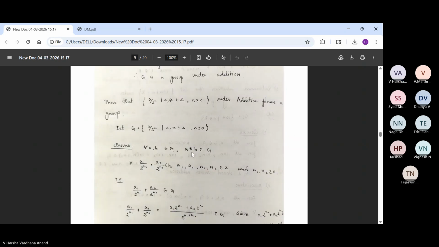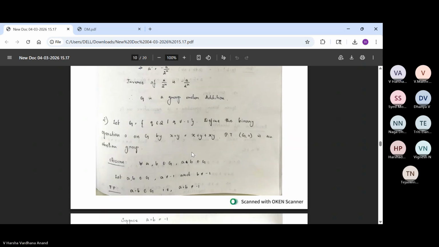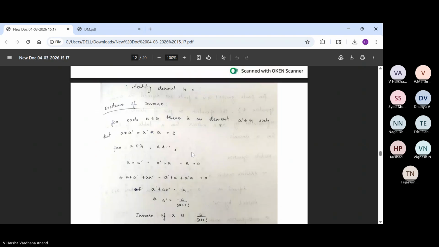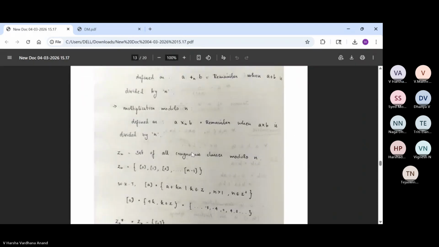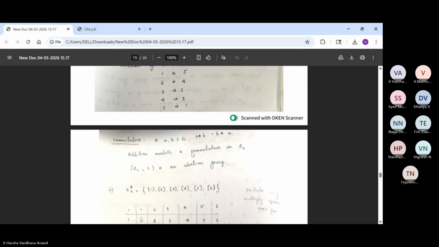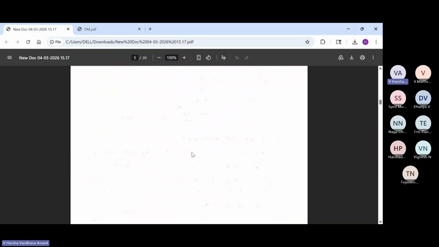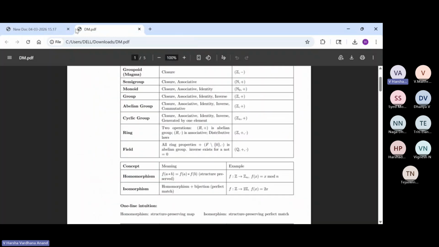Let's just go to rings here. Ring inverse. Okay, let's just look at this. So a ring is not necessarily required to have an inverse.